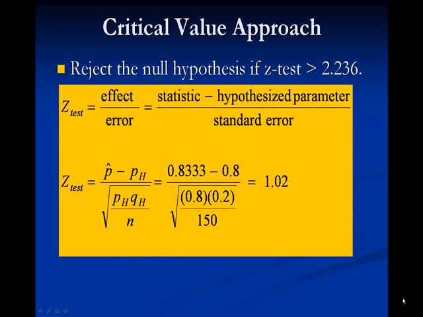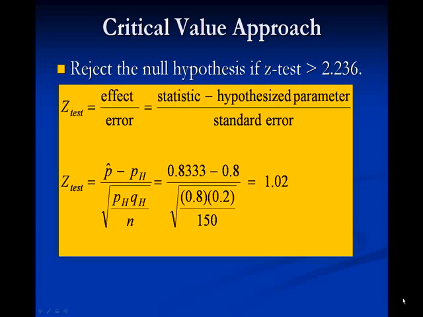We'll compute the z-test: the statistic minus the hypothesized parameter over the standard error. So the statistic is p hat, that's 0.8333, minus the hypothesized proportion, that's 0.8. And I'll show you in a minute that calculation of the standard error, but here I just put in the formula itself, the square root of p0 q0 over n.